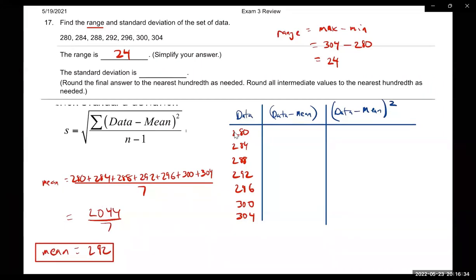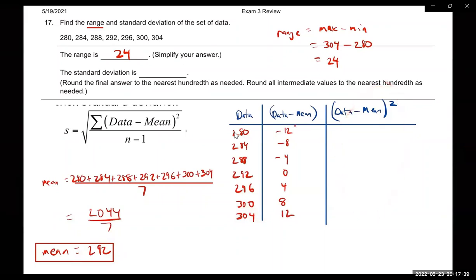All right, so we got 292 for the mean, and now we have to do each data value minus the mean. So we have to do a lot of subtractions. 280 minus 292 is negative 12. 284 take away 292 is negative 8. 288 take away 292 is negative 4. 292 minus 292 is 0. 296 minus 292 is positive 4. 300 take away 292 is positive 8. And the last one is 304 take away 292, which is positive 12.